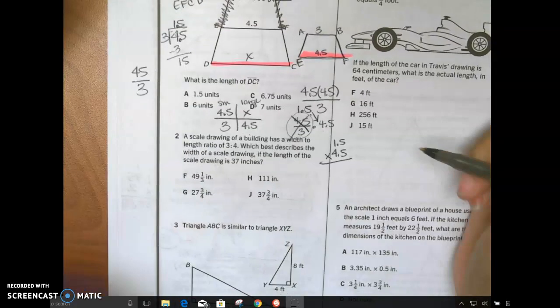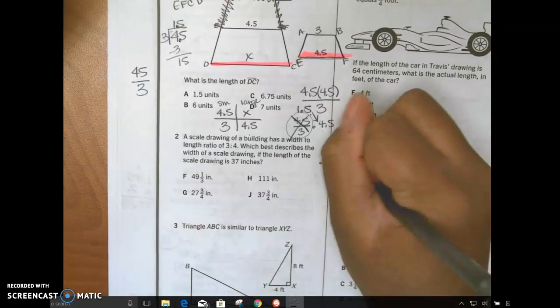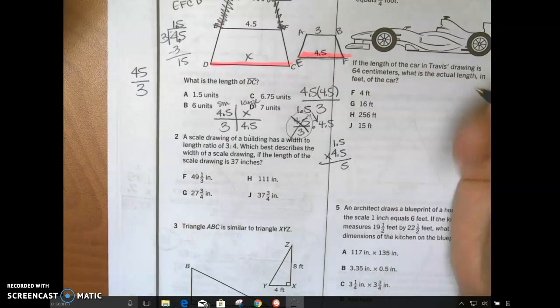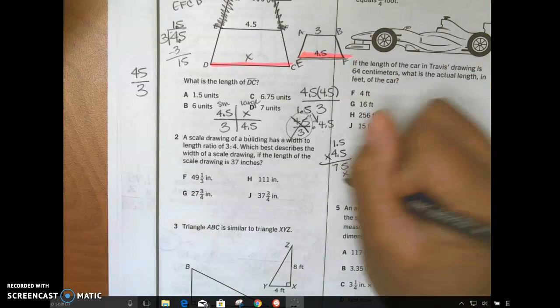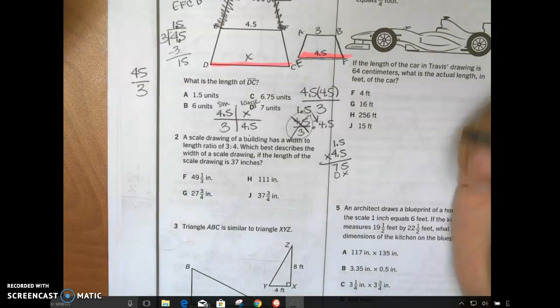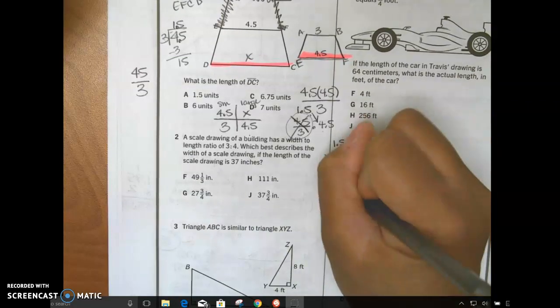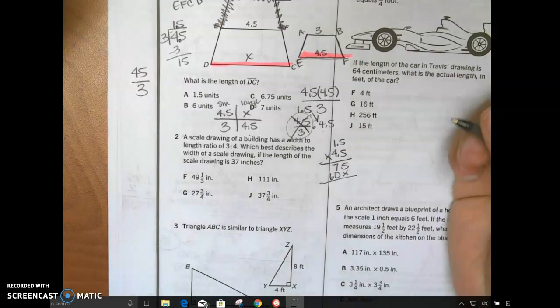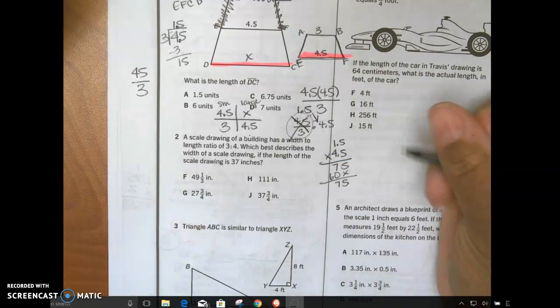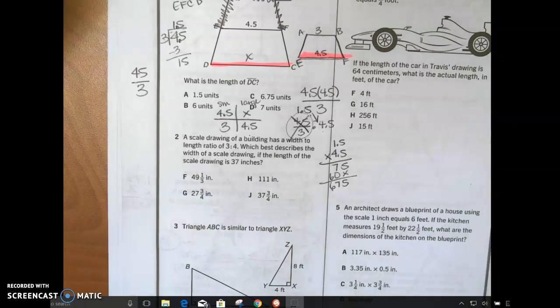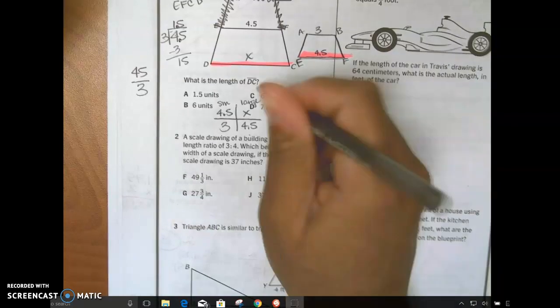Five times 5? 5 times 1 plus 2? 7. 4 times 5? 4 times 1 plus 2? 5 plus 0? 7 plus 0? 6 plus 0? What's my answer? 6.75. I still got that.